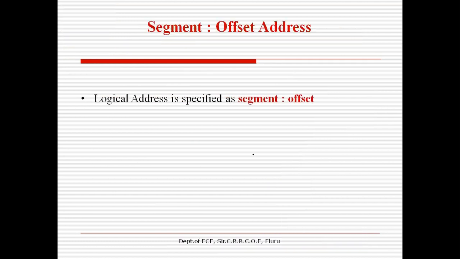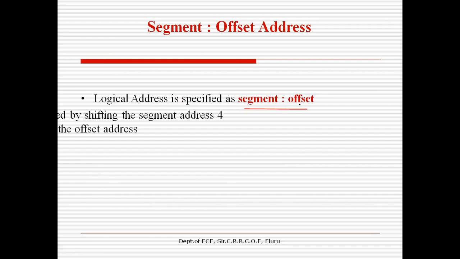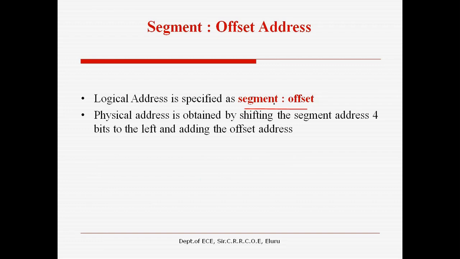To understand this, first, how to represent the 20-bit physical address here. The 20-bit physical address or logical address is represented as segment:offset. The segment refers to the segment base address, and offset refers to the offset address. The physical address is obtained by shifting the segment base address 4 bits to the left and adding that offset address, which we have already discussed. I am discussing the same point again.